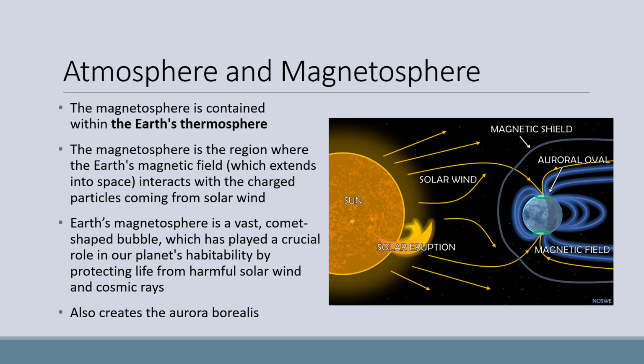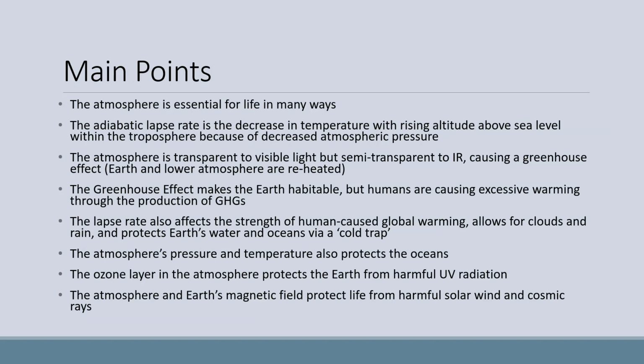It also creates the aurora borealis, which is also known as the northern lights. The stream of particles interacts with gases in the magnetic field, the magnetosphere, generating magnetic auroras. Earth's magnetic field spans across thousands of kilometers in space. As a rule, the more active the sun is, the more stunning the auroras will appear on Earth. That concludes the material for this lecture.